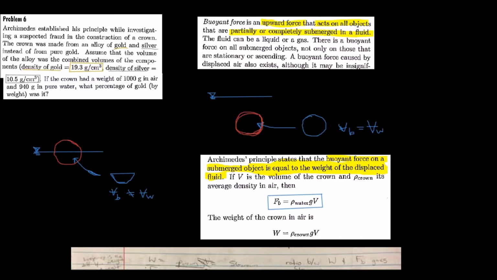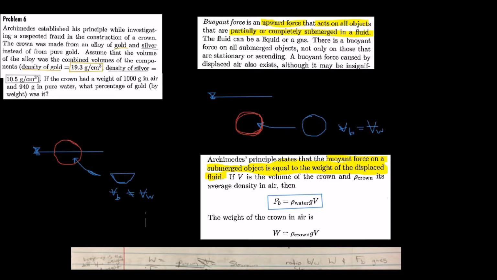So for this type of problem, what we need to know is that buoyancy is an upward force, which acts on all objects that are partially or completely submerged in a fluid, and the fluid can be a liquid or a gas. In this case, it's water, so it's a liquid. And we're going to use Archimedes' principle, which states that the buoyant force on a submerged object is equal to the weight of the displaced fluid.